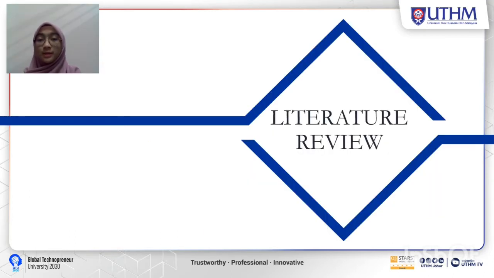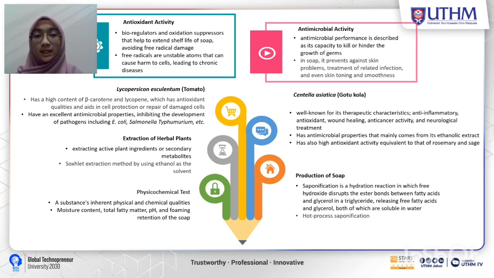I will now continue my presentation with the literature review. Firstly, antioxidant activity. Antioxidants are actually bioregulators and also oxidation suppressors that can help to extend the shelf life of soap and also avoid free radical damage. The free radicals are unstable atoms that can cause harm to cells, leading to chronic disease. Examples of these chronic diseases are cardiovascular disease, heart disease, and also cancer. The antioxidants avoid the free radical damage by neutralizing the free radicals themselves.